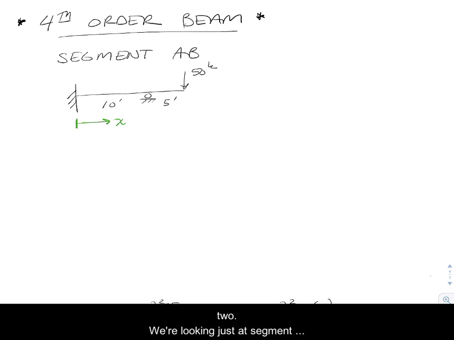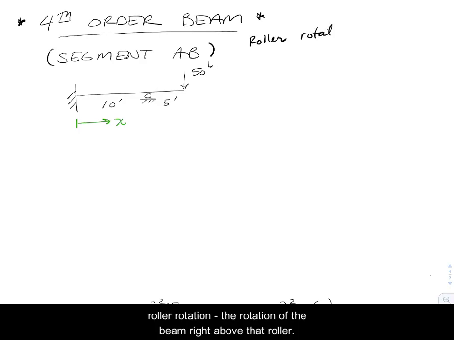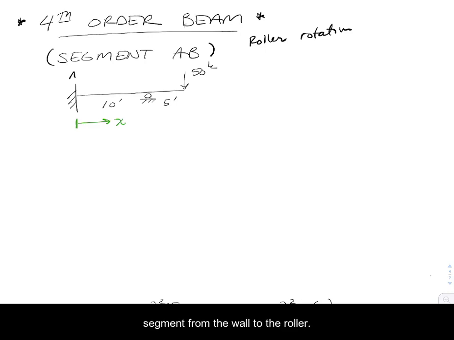Again, we're looking just at segment AB because what we're interested in is the roller rotation, right? The rotation of the beam right above that roller. So what we're going to end up doing again is analyzing the segment, right, from the wall to the roller.